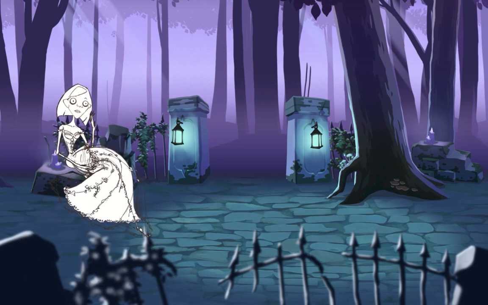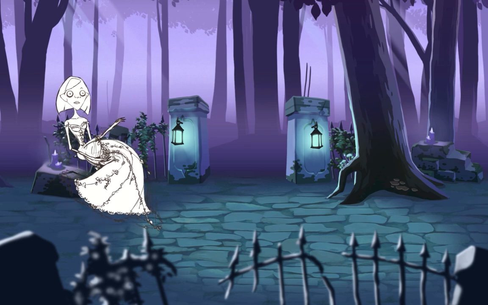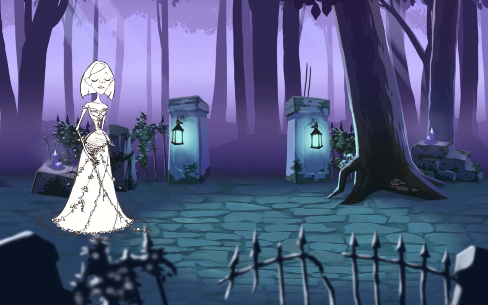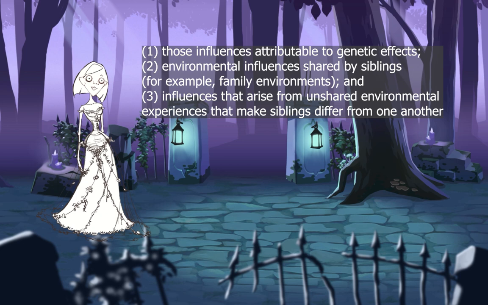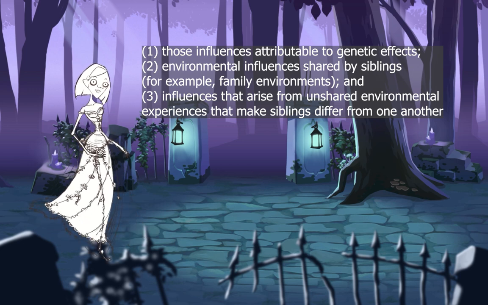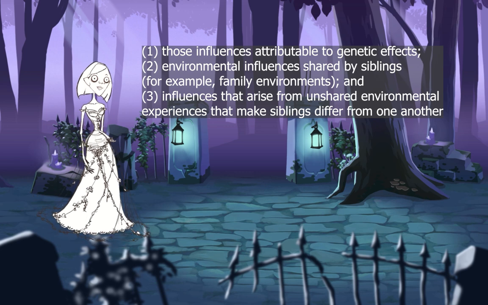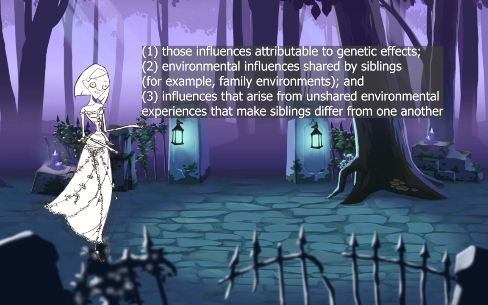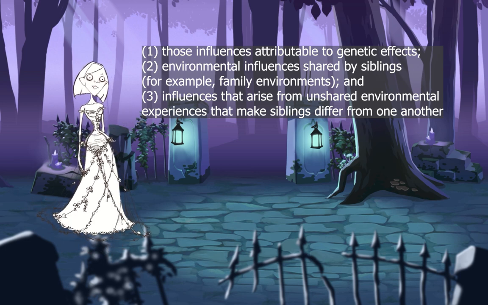Traditional behavior genetics views behavioral differences as springing from three genetic or environmental sources: 1. Those influences attributable to genetic effects. 2. Environmental influences shared by siblings, for example, family environments. And 3. Influences that arise from unshared environmental experiences that make siblings differ from one another.